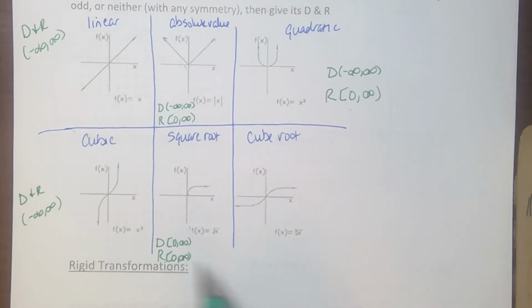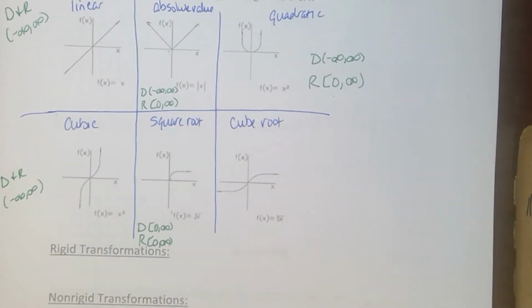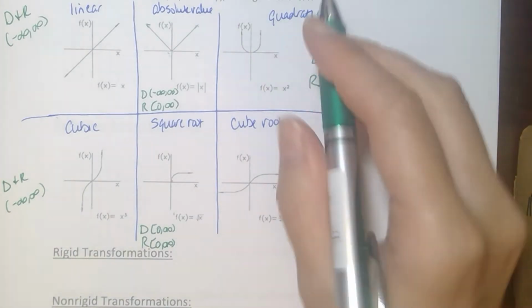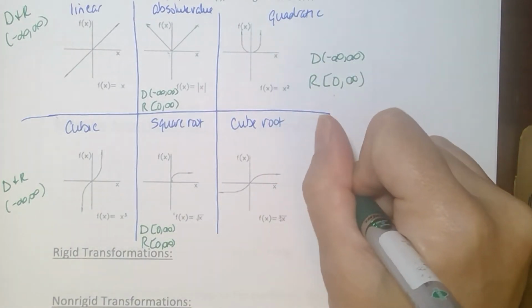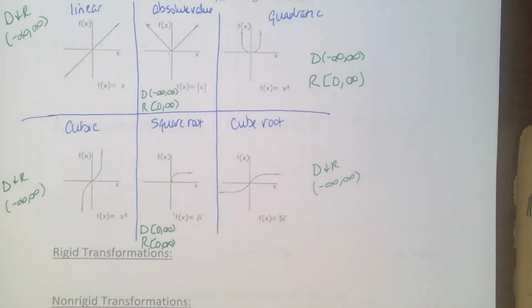That limit will change based on where I shift my function. Cube root function, just like the cube function has domain and range, all real numbers, the cube root function also has domain and range, all real numbers.